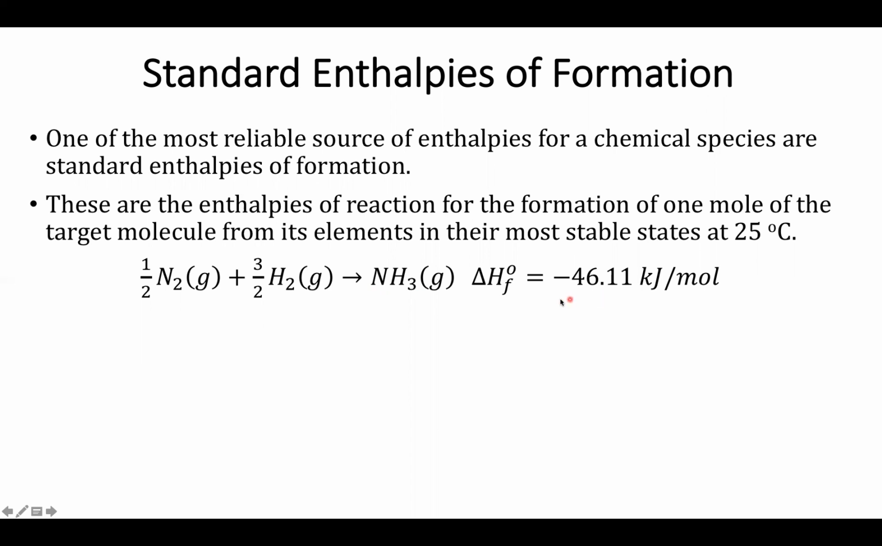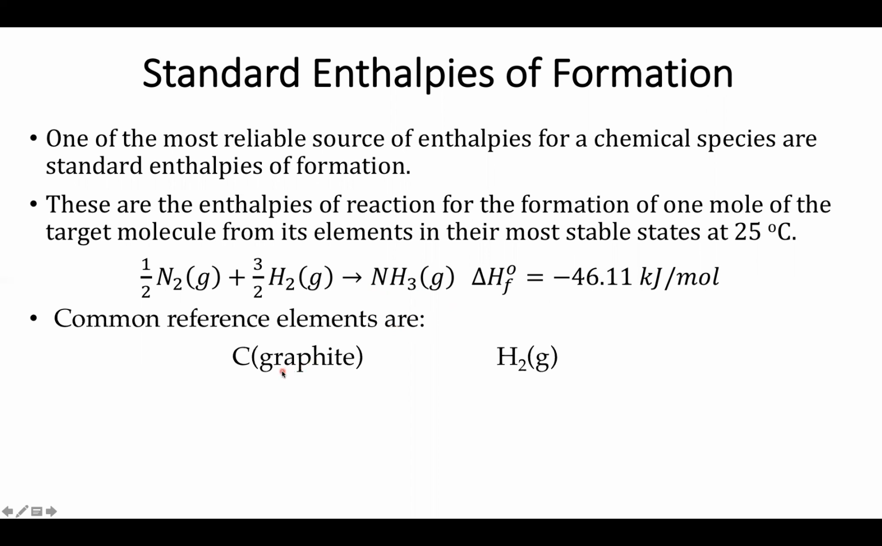Now, whenever you're looking at an enthalpy of formation, always make sure that you have the right corresponding reference elements. When we're looking at carbon, that's going to be solid carbon in the graphite state. I know diamonds are pretty, but graphite is the most stable form of carbon. Hydrogen, we're looking at hydrogen gas. Nitrogen and oxygen, nitrogen and oxygen gas.